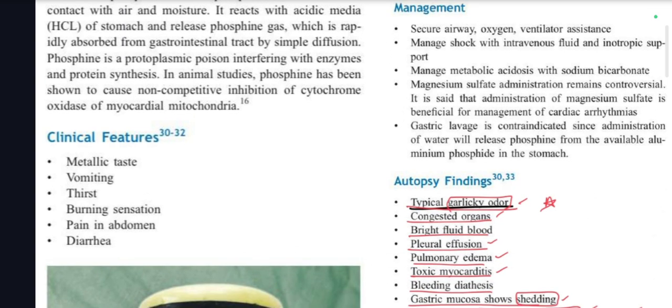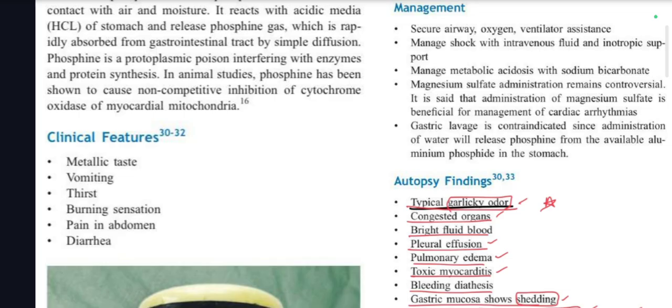Now, what is the management? You have to secure the airway, then oxygen and ventilator assistance, manage shock with intravenous fluid and inotropic support. Then manage the metabolic acidosis with sodium bicarbonate. Magnesium sulfate administration remains controversial. It is said that administration of magnesium sulfate is beneficial for the management of cardiac arrhythmias. Gastric lavage is contraindicated since the administration of water will release phosphine from the available aluminium phosphide in the stomach.